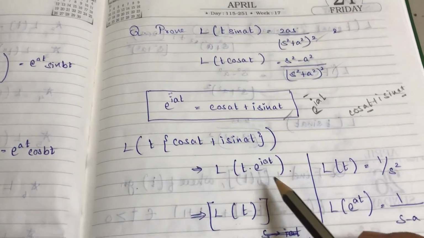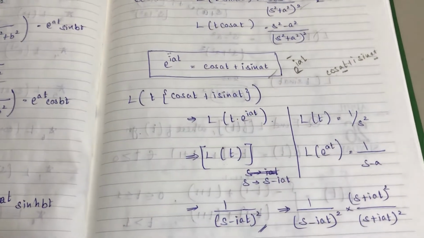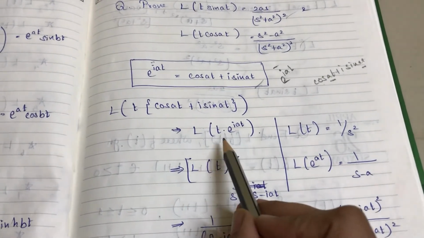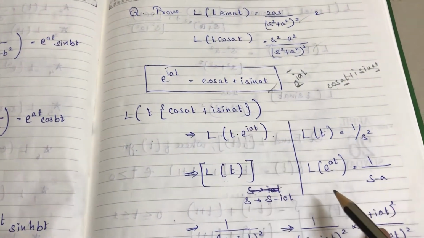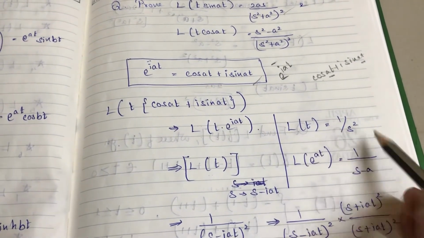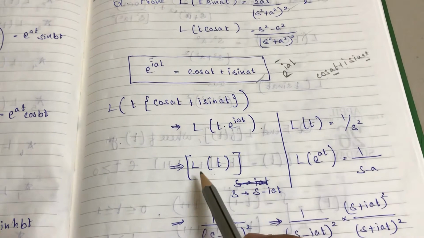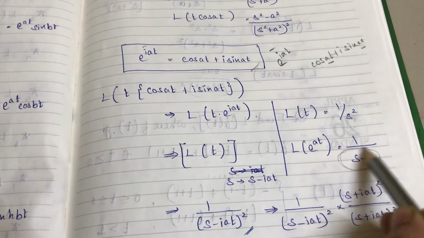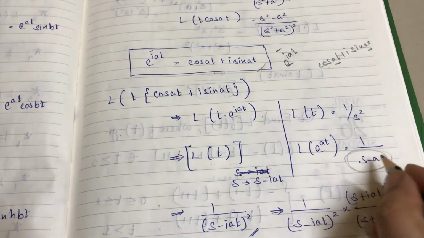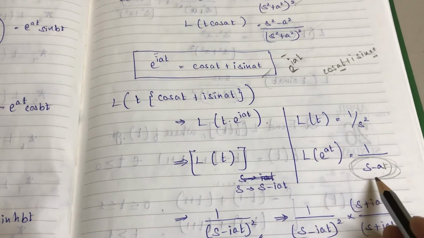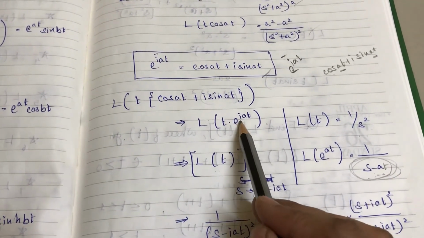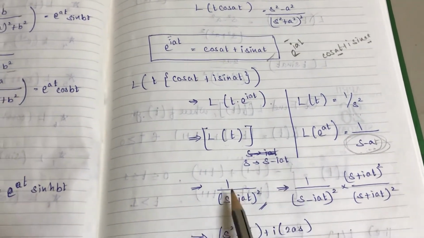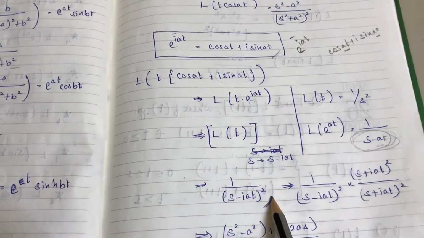After that, I can write this function as e power i at. Here the t and e part terms have come. So L of t is 1 by s square, so I am just taking this term. But in terms of s, I need to replace s with s minus a, at, sorry. So I need to replace s with s minus iat. So 1 by s minus iat the whole square.